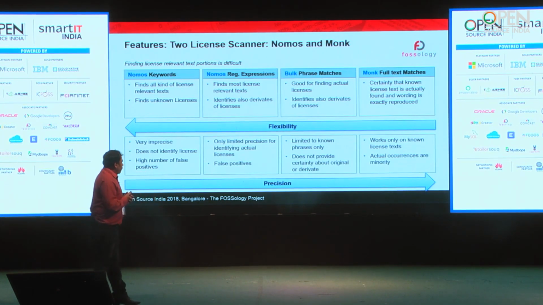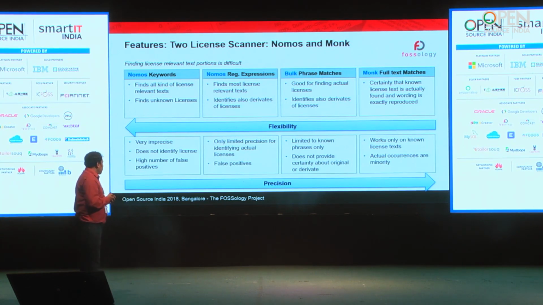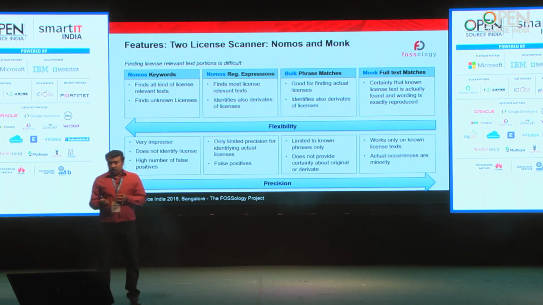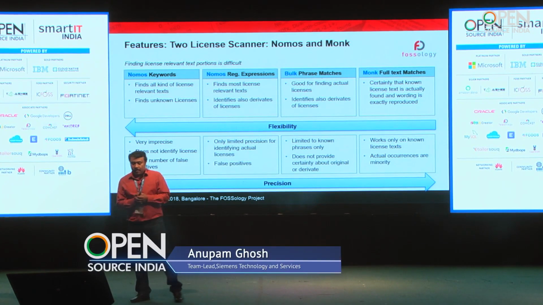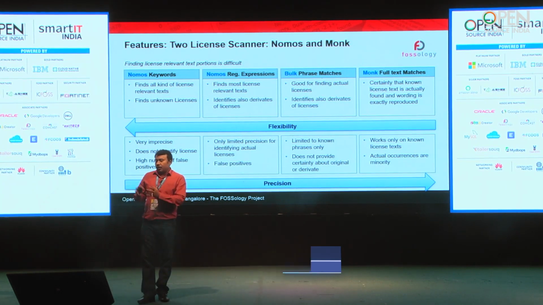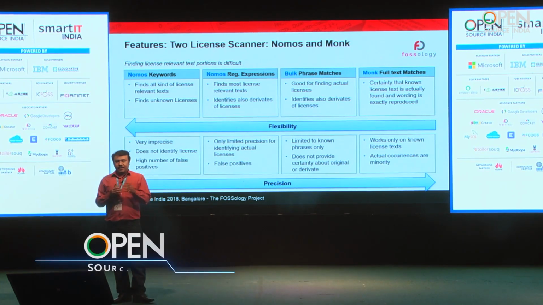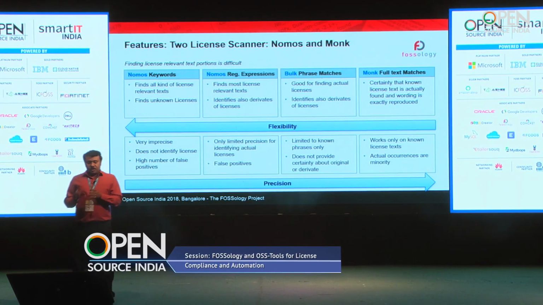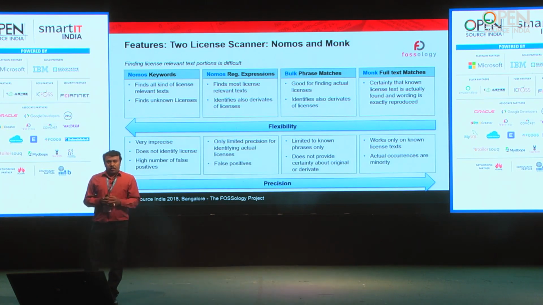There are a couple of license scanners in Fossology. I'd like to highlight Nomos, Bulk, and Monk. Nomos is a regex license scanner. Then if we move to Monk, it is a more complete text-based license scanner. So, precision increases from left to right, but the flexibility reduces when going from Monk to Nomos.